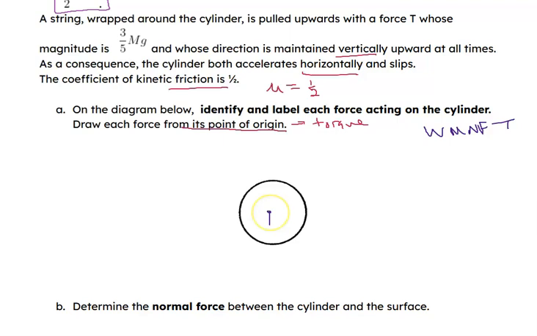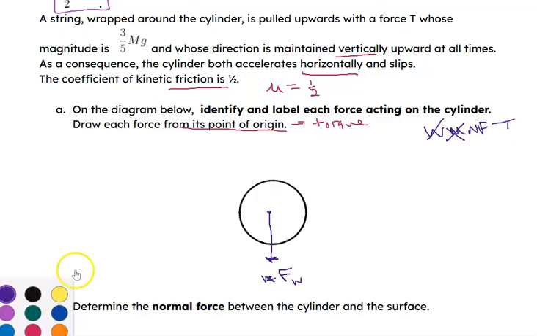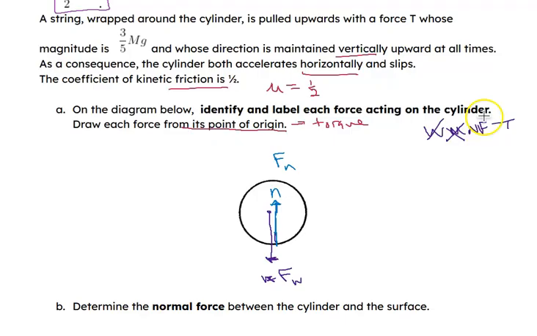The cylinder has weight. There's no mechanical force. There is a normal force. Point of origin is the ground. That normal force is not equal to the weight because we have additional vertical forces. Oops, sorry, I should call that F subnormal.